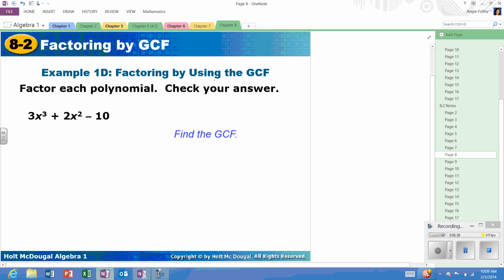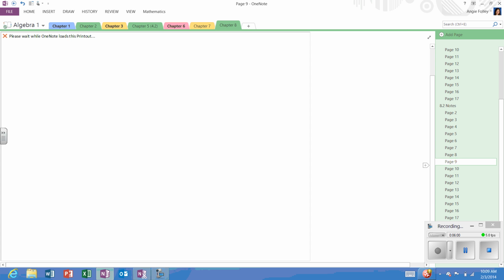Okay, so we're going to factor this one. We're going to see what is our greatest common factor. What number goes into 3, 2, and 10? Well, the biggest number that goes into all of them is just a 1. That's the only thing they have in common. So let's check if our variables have anything in common. We've got an x to the third, x to the second. There's no x's in common with all of them, so my only greatest common factor is 1.